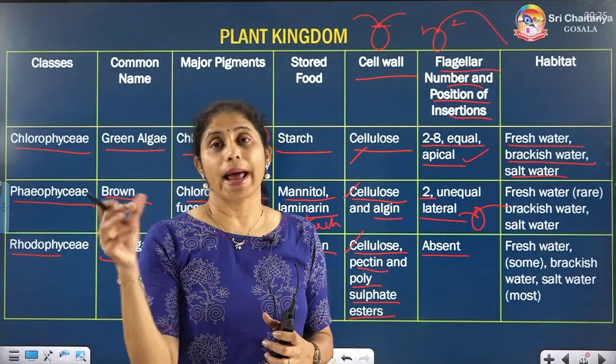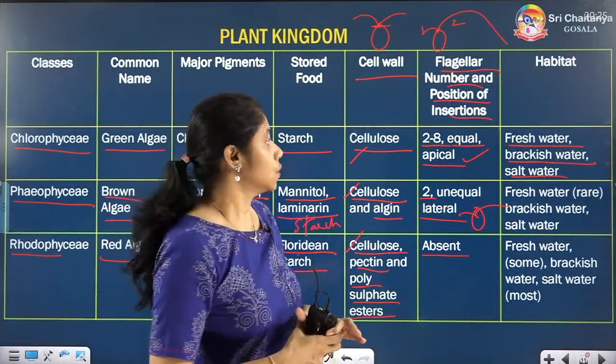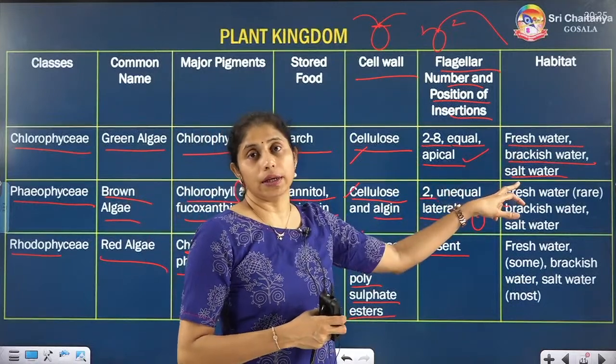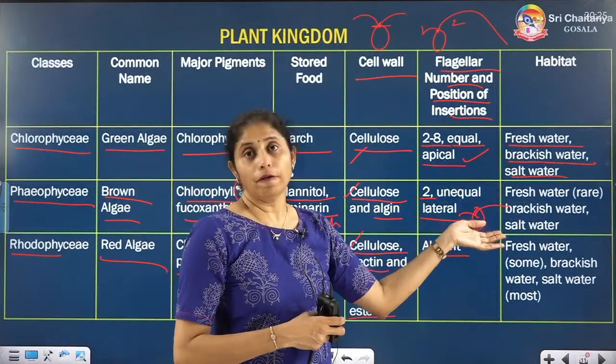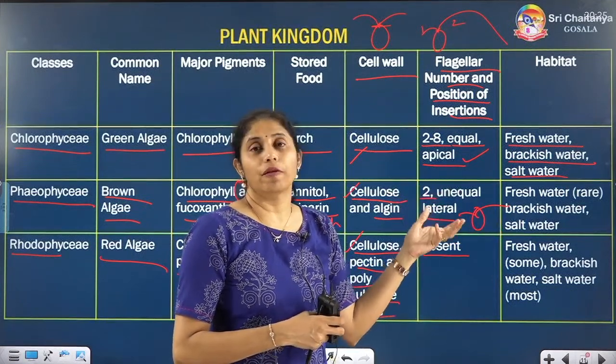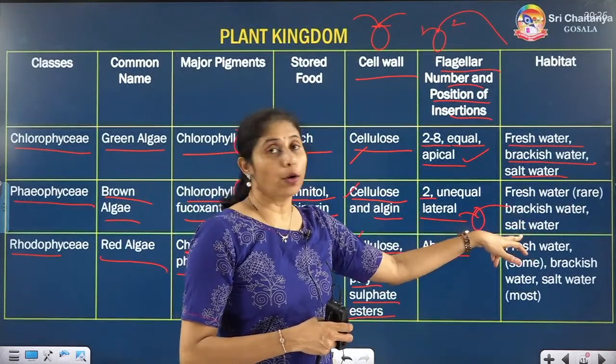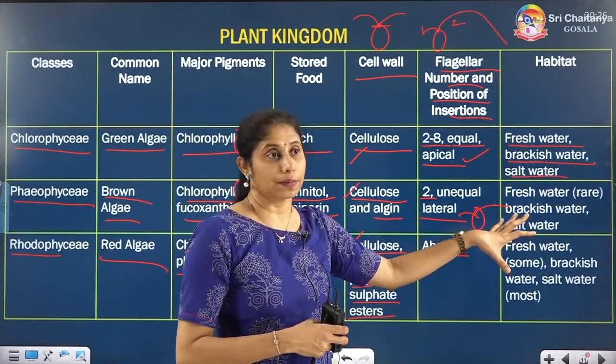So there the brackish water is present, the mix of fresh water and salt water. Green algae are present in all three areas. But brown algae, freshwater organisms are very rare. They generally won't prefer fresh water. Brown algae are present in brackish water, and marine water, salt water also.